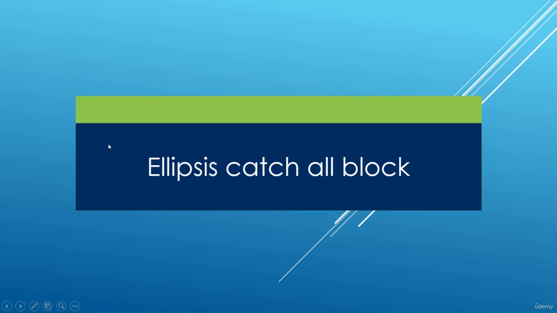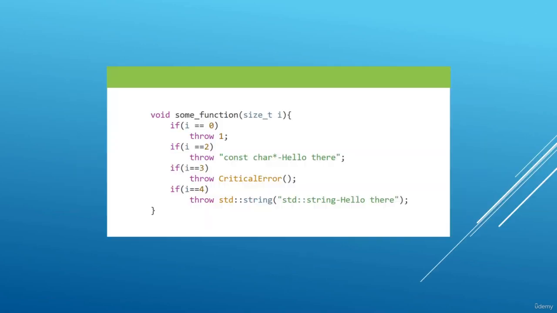In this lecture, we are going to learn about the ellipsis catch-all block. This is a catch block that can catch and handle any kind of thrown exception. Let's look at a simple example.